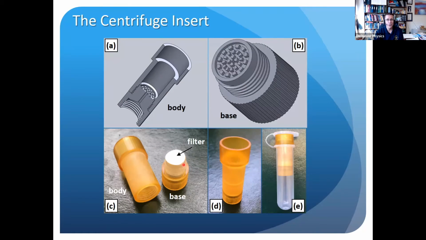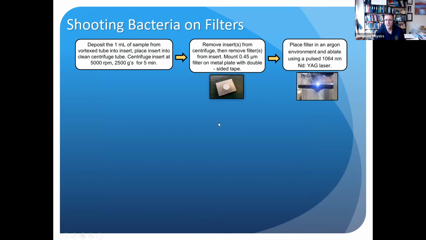It does not exist anywhere in the world because I looked, nobody has these things, and it just goes into a centrifuge tube. You put all of the fluid that contains bacteria in this thing and spin it through the centrifuge. All the liquid goes to the bottom, all the bacteria get caught on this filter, and then we shoot the filter with the laser and we can see the bacteria. And it looks like this.